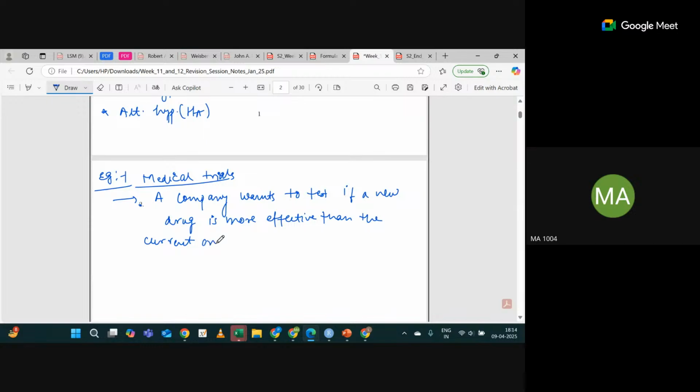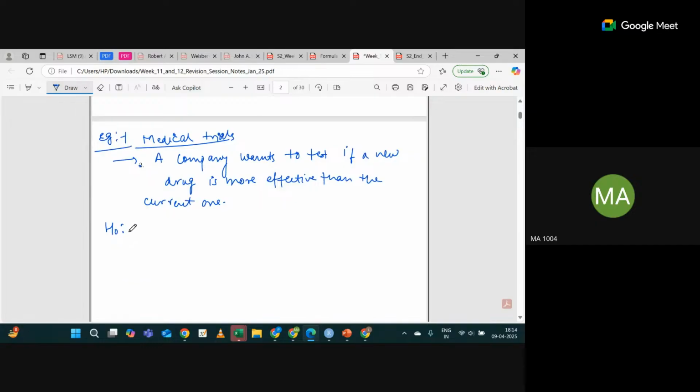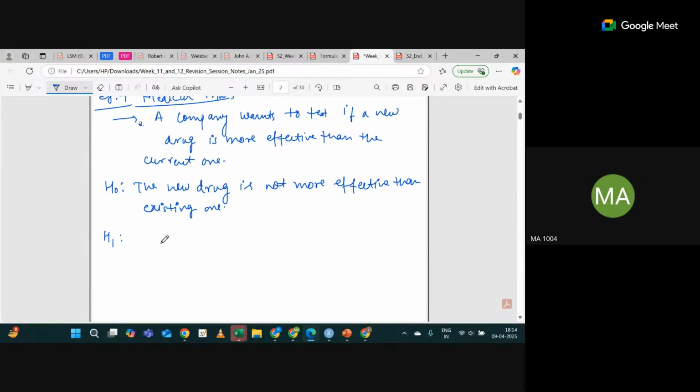So what will be your hypothesis basically? Your hypothesis or your claim will be like this: the new drug is not more effective than the existing one or current one. You are saying both are equally effective basically. What will be the alternative hypothesis? The new drug is more effective. Yes or no? Are you able to relate? Right. Yes, sir.